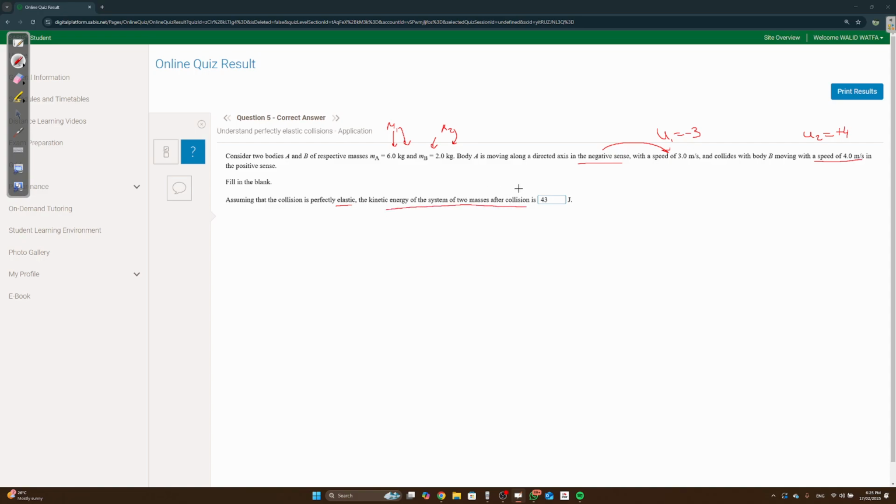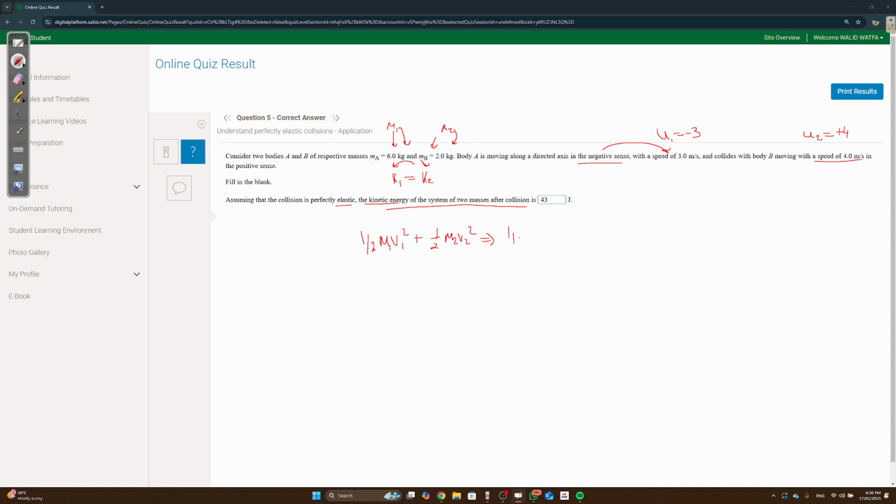Assuming that the collision is perfectly elastic, the kinetic energy of the system of two masses after collision is what? So here they didn't ask you for speed, they asked you for the kinetic energy. What do we know about kinetic energy in an elastic collision? It's K1 is equal to K2. And to find the kinetic energy after, I can just simply find it before. How do I find kinetic energy? Isn't it half m1 v1 squared plus half m2 v2 squared?